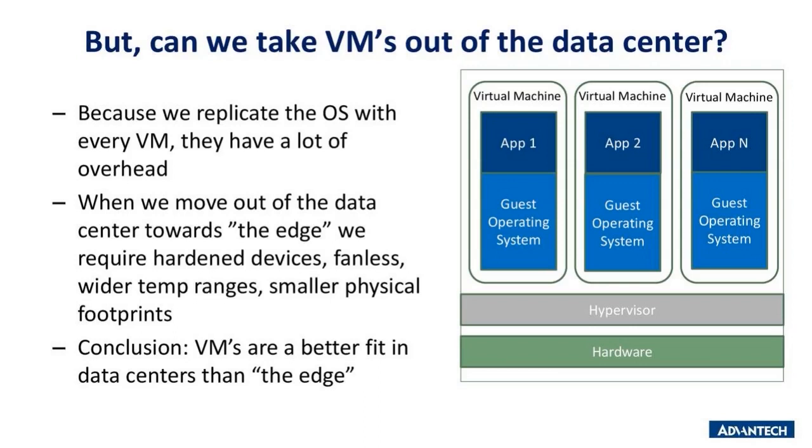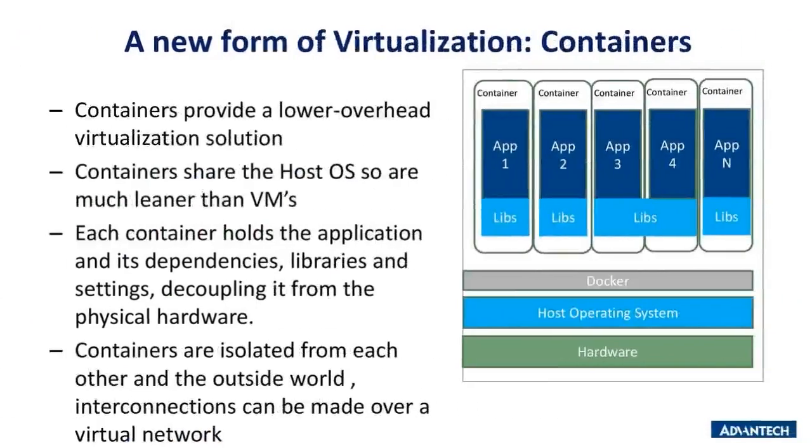So when we move out of the data center out towards the edge, we end up constrained with more constraints. We have typically hardened devices. They're probably fanless. They're installed in cabinets with no airflow. So we have to have wider temperature ranges and often have to have smaller physical footprints. So in reality, virtual machines are a great fit in data centers, on-prem or cloud-based data centers, but they don't fit so well out at the edge of networks.